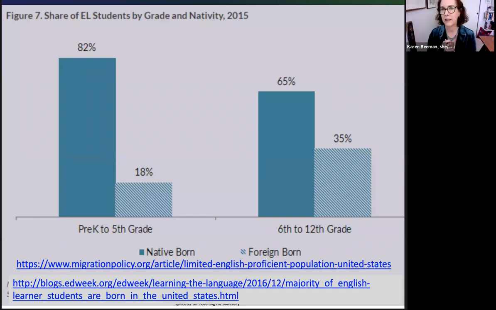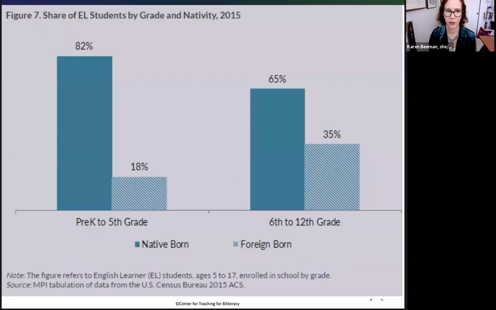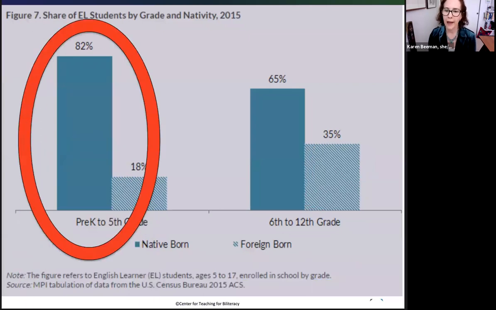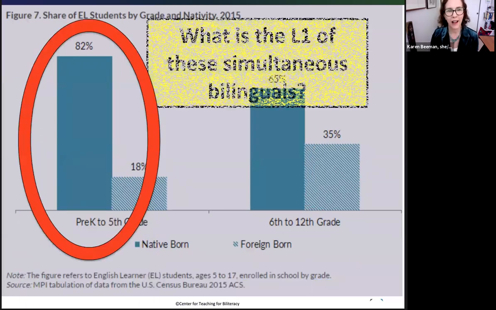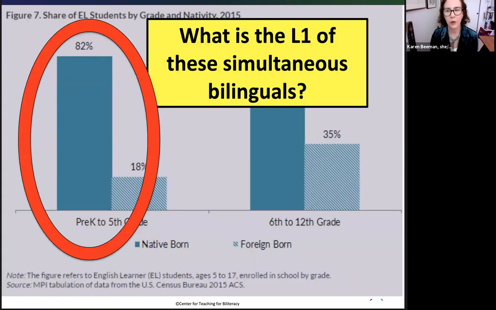This wasn't the case in the 70s, 80s, and early 90s. That's when we still had a lot of sequential bilinguals coming into the United States. And so there are lots of implications to this. And the question, what is the L1 of these simultaneous bilinguals? We know the answer, I just gave it to you.